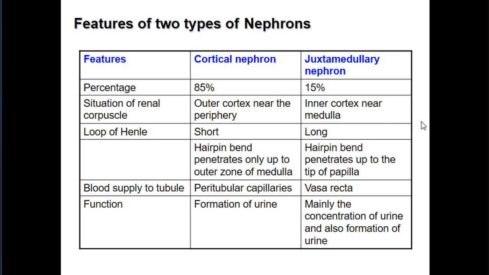And differences in their structures will determine the difference in their function as well. As we have mentioned, they will have different blood supply: peritubular capillaries for cortical and vasa recta for juxtamedullary. While cortical nephrons are mainly responsible for the formation of urine, juxtamedullary nephrons will be responsible mainly for concentration of urine.